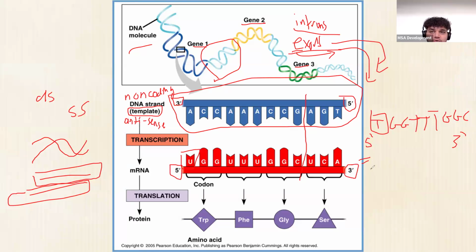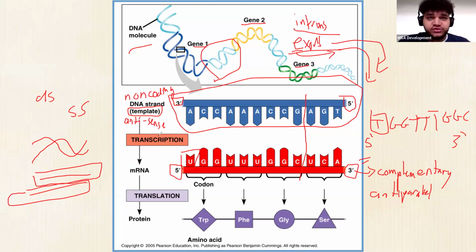What is this called? It's called complementary. Complementary meaning that the T will bind to the A. The G will bind to the C. The A will become U. That's called complementary. And anti-parallel means that it's in the opposite direction. So this is in the 3' to 5' end. This is the 5' to 3'. Okay? So complementary means the nucleotides are linked together, they complement to each other. And anti-parallel means it's in the opposite direction.